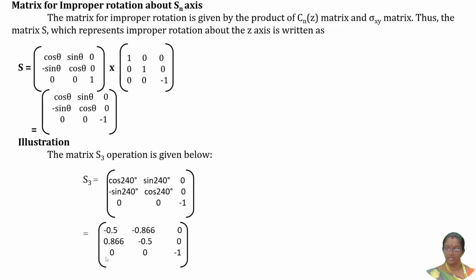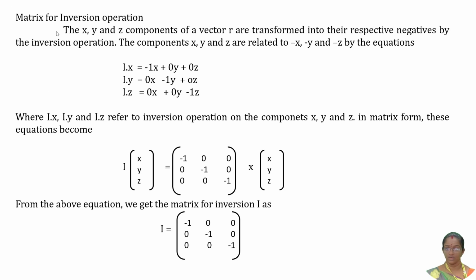Now consider the matrix for the inversion operation. The x, y, z components of a vector R are transformed into their respective negatives by the inversion operation. So I x is equal to minus 1x plus 0y plus 0z, I y is equal to 0x minus 1y plus 0z, and I z is equal to 0x plus 0y minus 1z, where Ix, Iy, Iz refer to the inversion operation on the components x, y and z.